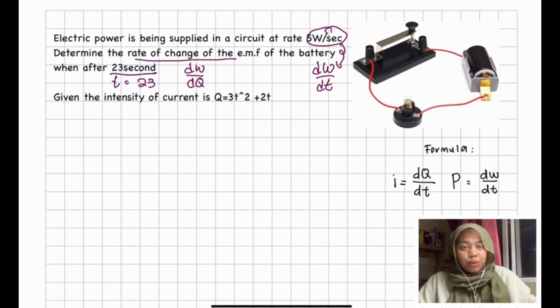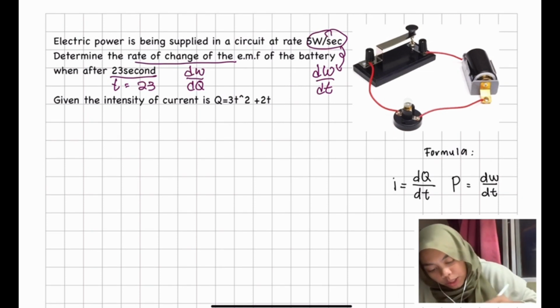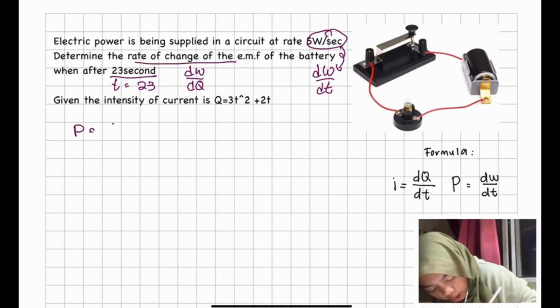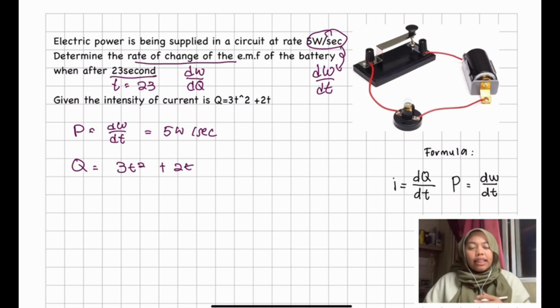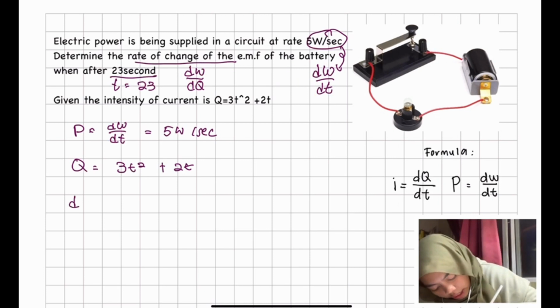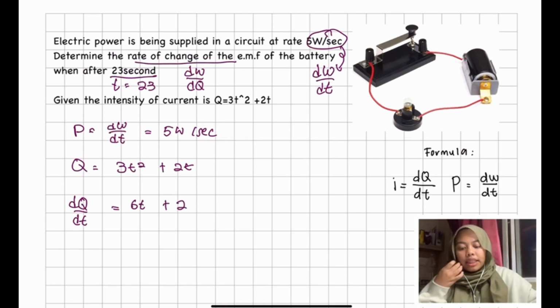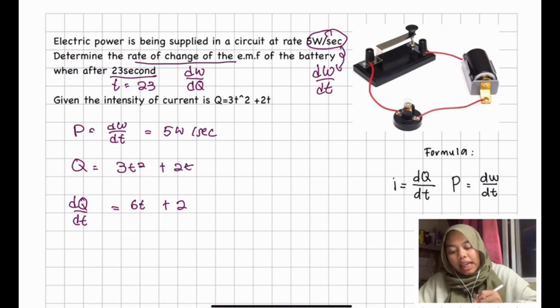Okay, so the first thing that we need to do is to jot down every piece of information that we know. Power, which is equal to dW over dt, is equal to 5 watt per second. And the intensity of current, which is Q, is equal to 3t squared plus 2t. Then the next step is to differentiate Q with respect to time. So dQ over dt, you will get 6t plus 2. Right now, notice that you already found dW over dt and dQ over dt.